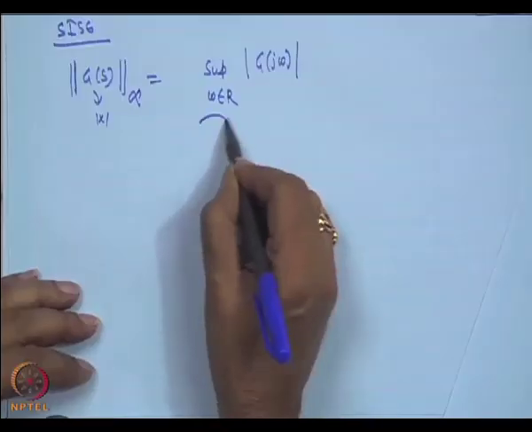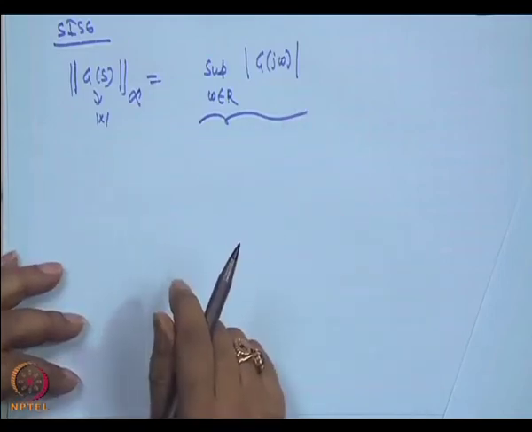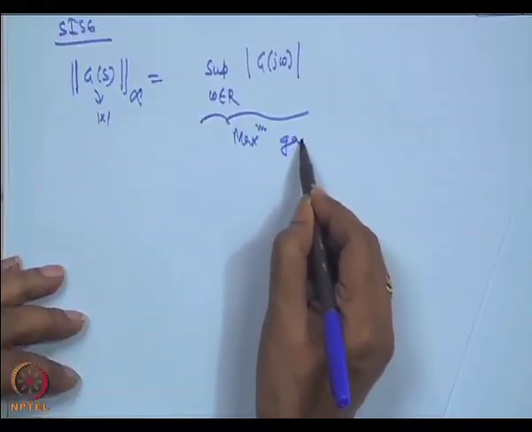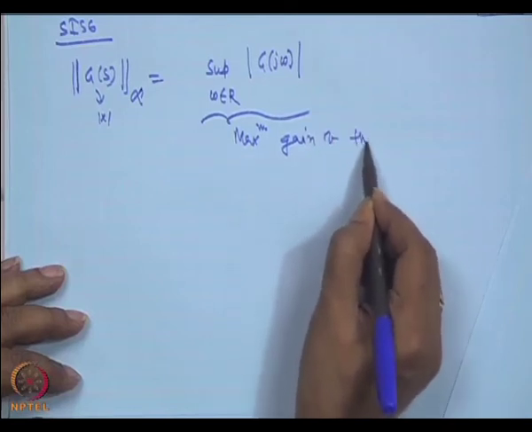Physically, it means that at that frequency you get the maximum gain out of the system when the system is excited with the corresponding V1. At the frequency where you get the maximum gain, if you excite the system with the corresponding V1, you will get the maximum gain. This is the most important situation when you design the H infinity controller. This is nothing but the maximum gain of the system.